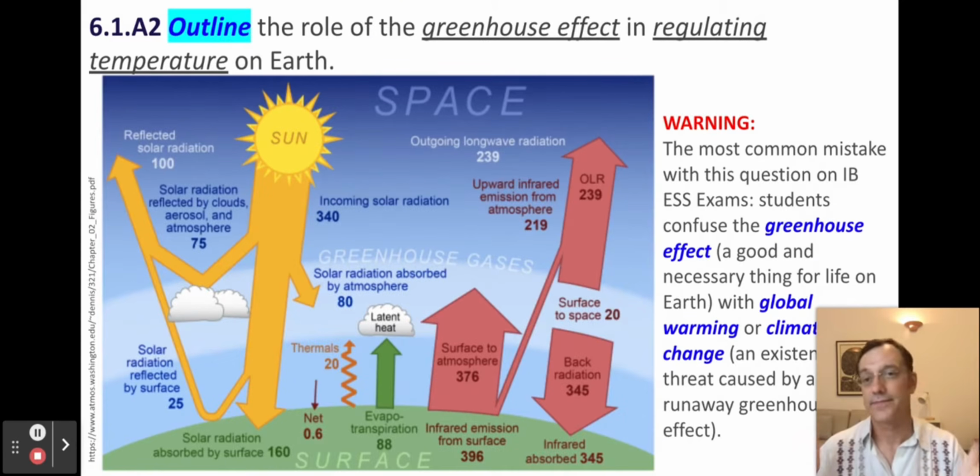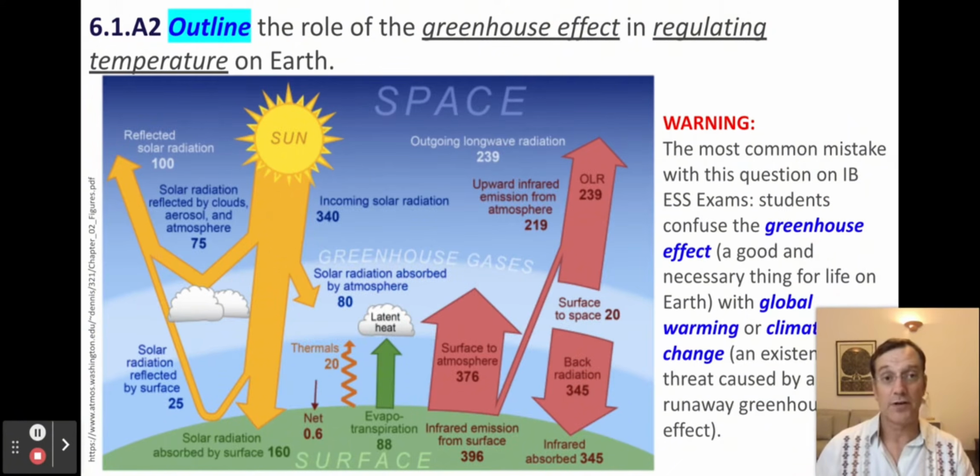Right? Outline the role of the greenhouse effect in regulating Earth's temperature. If there weren't an atmosphere, our planet would be much colder than it is today. Right? And again, I'm going to remind you, don't confuse the greenhouse effect with global warming or climate change. They are related, but distinctly different.